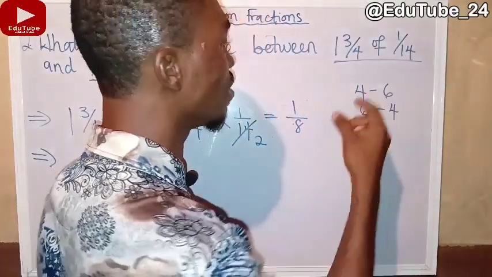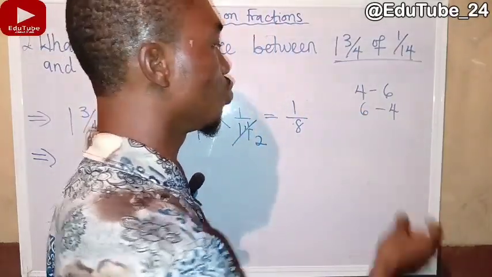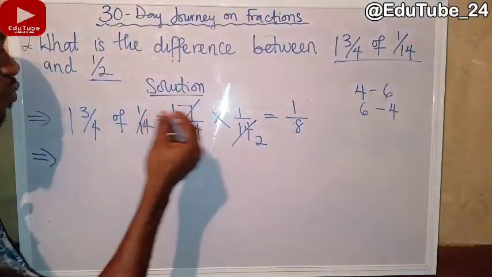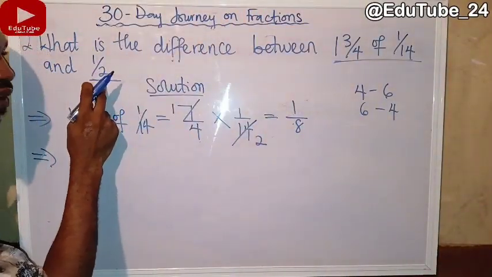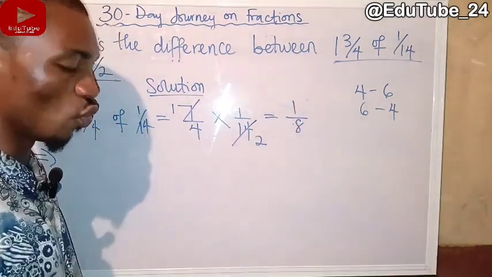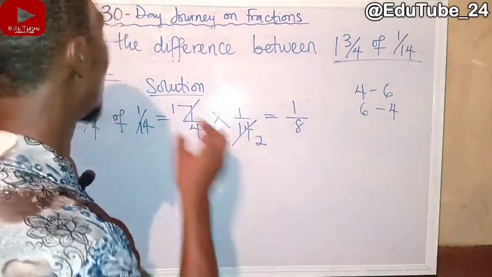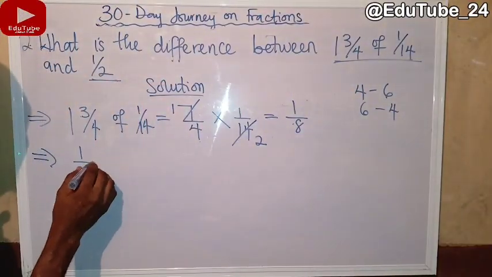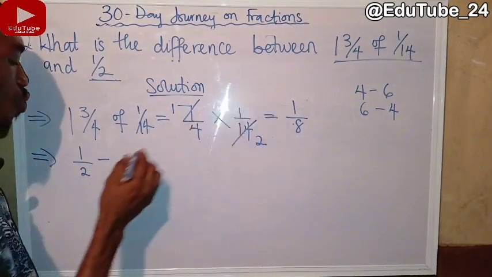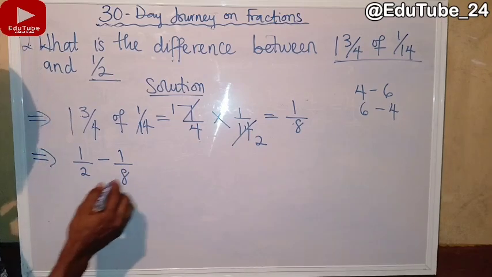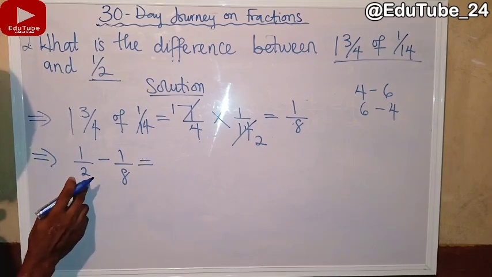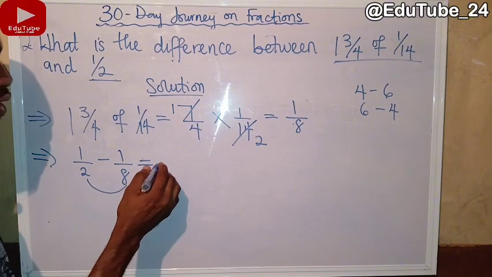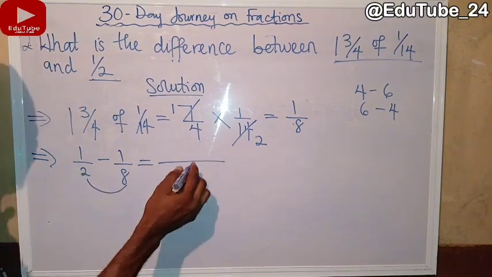But in this case, they say find the difference, meaning that to find the difference, you have to put the bigger figure before the smaller figure. And in this case, 1 over 2 is half of something, while 1 over 8 means 1 out of 8 of something. So certainly half is bigger than 1 over 8. So we are going to write half, which is 1 over 2, then minus 1 over 8. Now, as we've been doing, we find the LCM of 2 and 8, or the common denominator of 2 and 8.